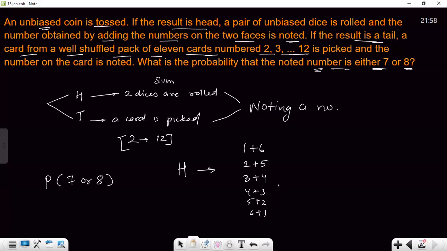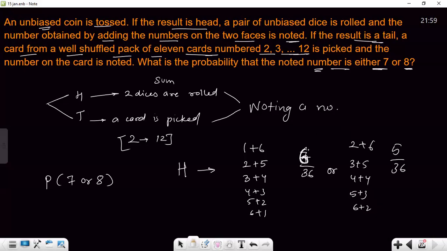Otherwise, how many total possible events are there when two dices are rolled? 6 square, right? Out of 36 events, these are 1, 2, 3, 6 favorable events. When the sum is 8: 2 plus 6, 3 plus 5, 4 plus 4, or 5 plus 3, or 6 plus 2. 1 plus 7 cannot exist. So 1, 2, 3, 4, 5 events out of 36.